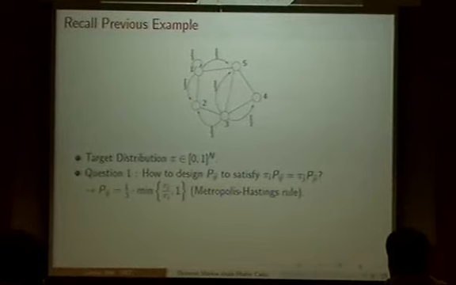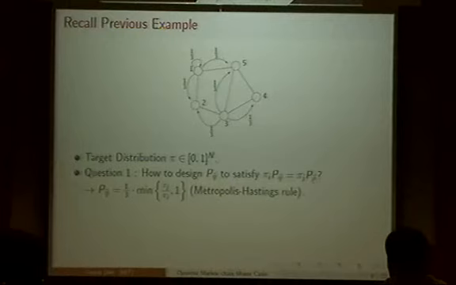The Metropolis-Hastings rule suggests the following simple design rule. It suggests that we should set Pij equal to 1/3 times the minimum of these two quantities. Suppose we choose Pij as follows. You plug it in here, and it's easy to check. This is equal to this one. It's very simple calculus. Any questions?